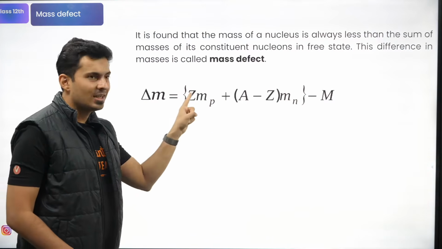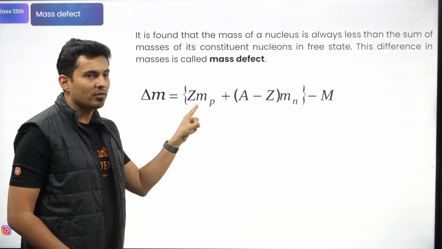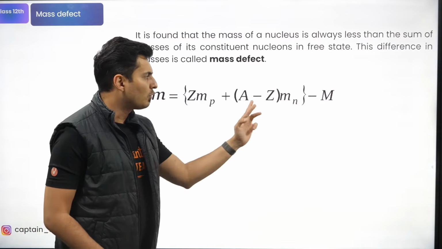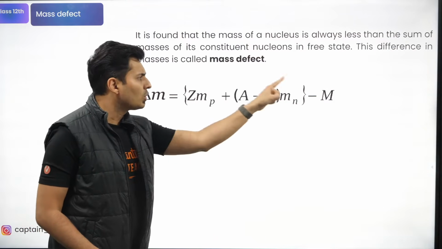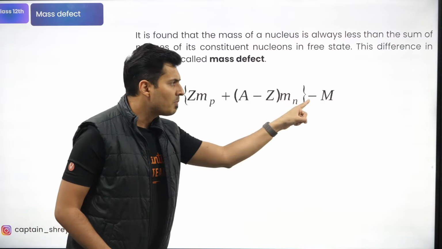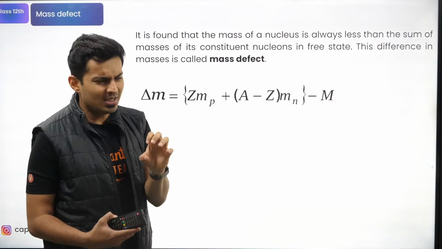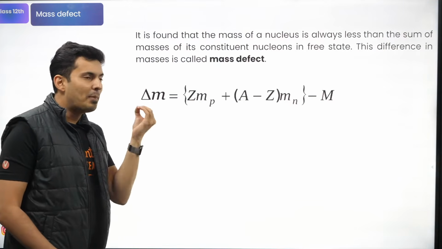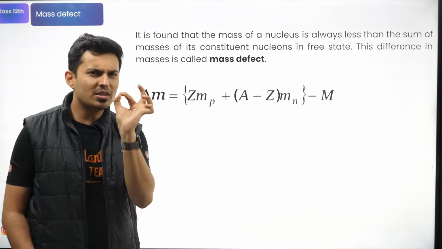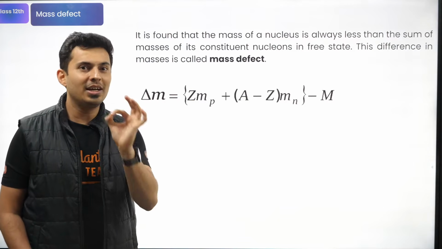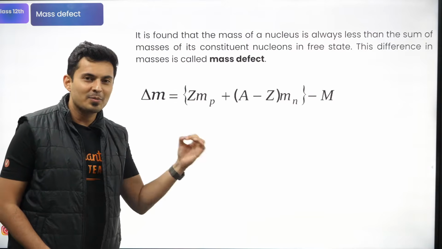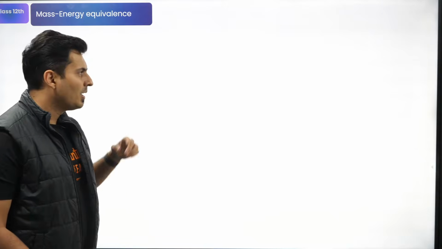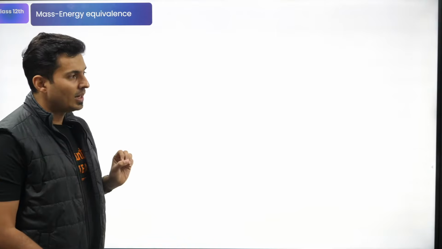So mass defect, simply put, is nothing but the reduction in mass, the mass which is lost when a nucleus is formed from the individual particles. So if Z is the number of protons, Z times the mass of the protons plus the number of neutrons, which is A minus Z, times the mass of the neutrons, will give me the total mass of the particles. Minus the mass of the nucleus, which is slightly less, gives you the mass defect. This is a very, very small quantity, but it is there. Now, why does this mass defect come? Well, the answer to that is binding energy. Let's talk about it, but before that, the mass energy equivalence.